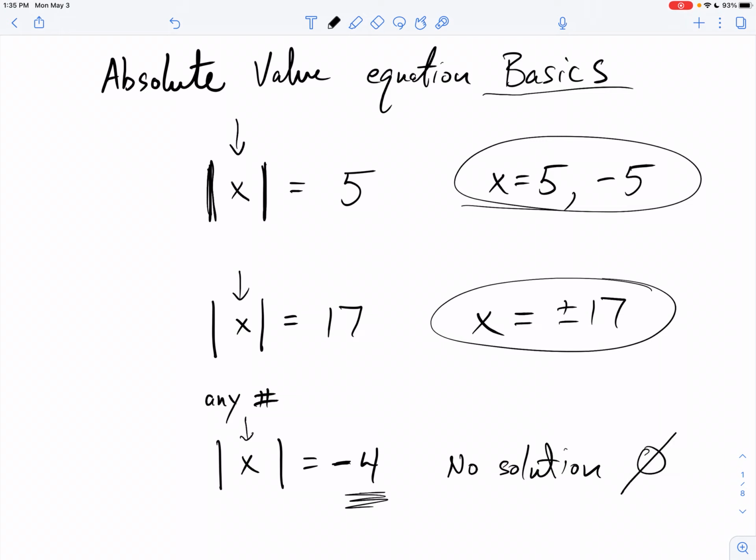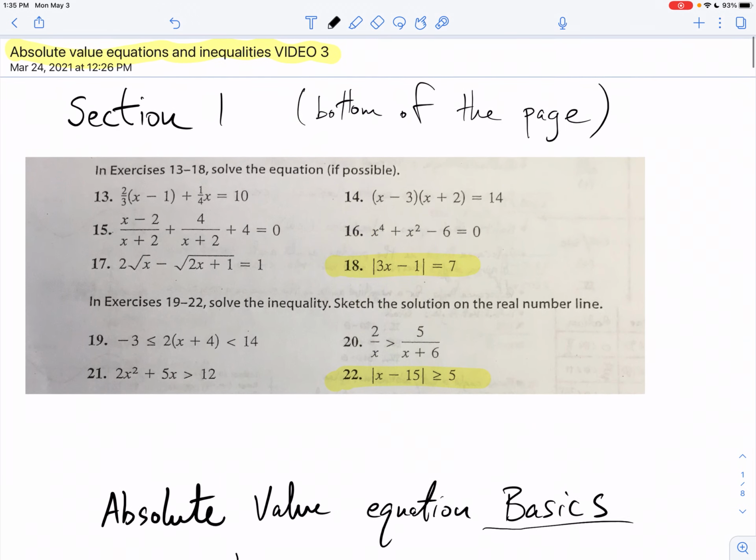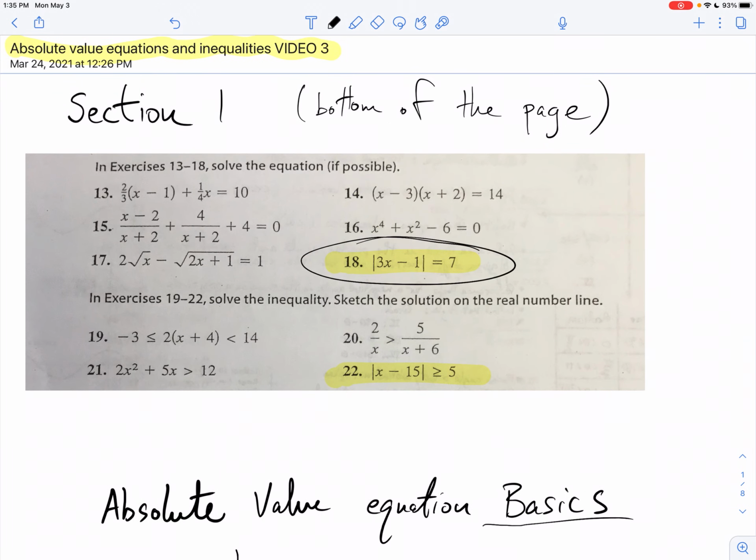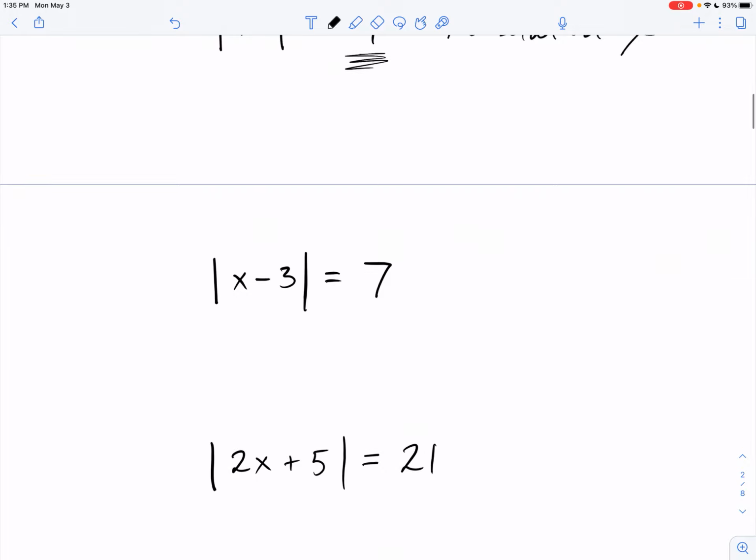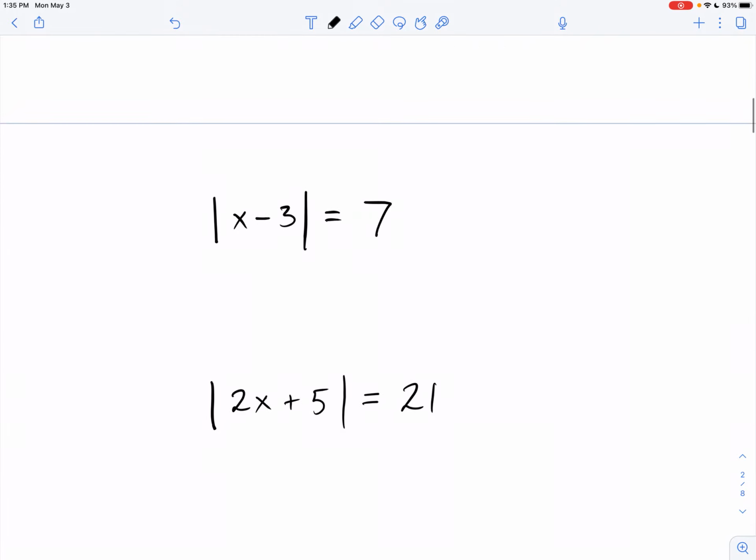So when it comes to the basics for an absolute value equation, you get 2 answers or you get no answers. There is another outcome that could happen, but let's look at what type of question they're asking us. They're asking us this. So let's look at something that looks more like that. But the basics are based on that. So here we go. The absolute value of x minus 3 equals 7.